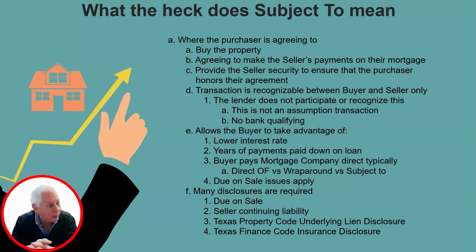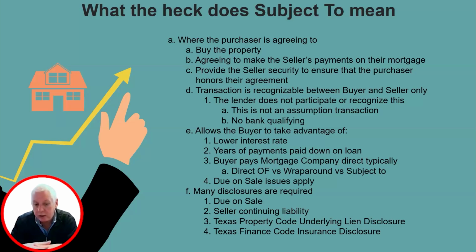So again, why do we go out and buy a property subject to? First and foremost, of course, it's lower interest rates today. And this became so popular because of what was going on for the last 10 years in our mortgage marketplace with all these low interest rates that are out there. We now have this advantage of buying homes subject to the existing debt. And it allows us to take advantage of years of payments being paid down on a loan, hopefully.